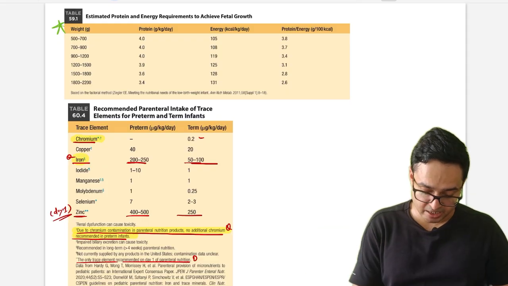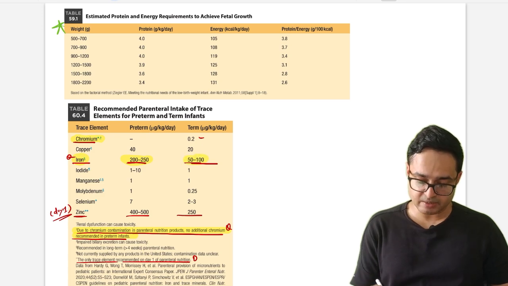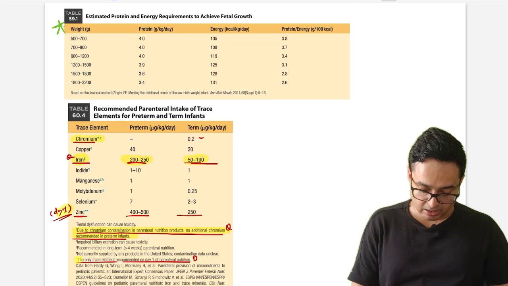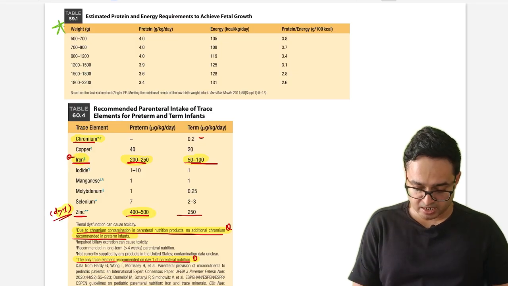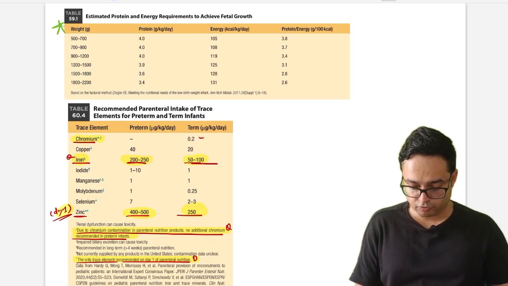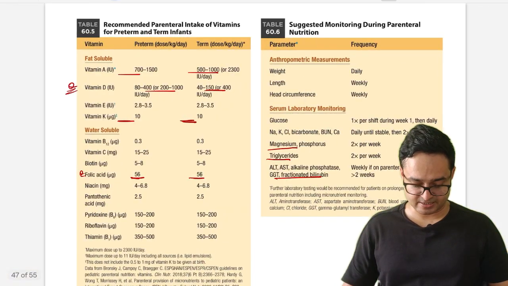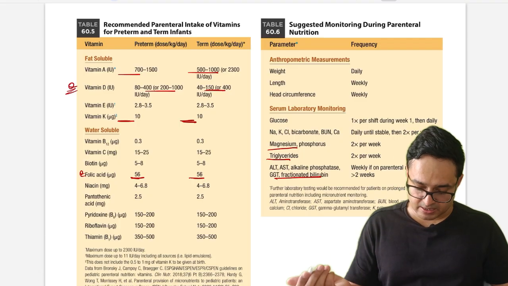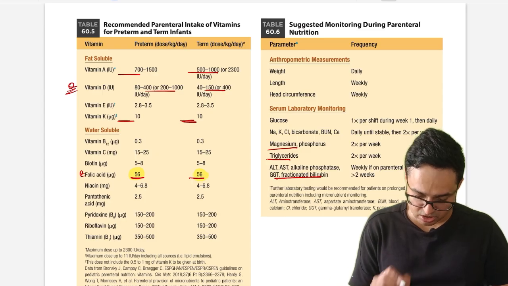Very much important. Iron, you have to remember, 200 to 250 microgram per kg per day is required in preterm, and in term it is 50 to 100 microgram per kg per day. Zinc, the only supplementation which is required on day 1 of parenteral nutrition is zinc. The value is 400 to 500 microgram per kg per day, and in term 250 microgram per kg per day. So you have to remember at least the highlighted points in this discussion. Okay. Similarly, folic acid is 56 microgram per kg per day, and 56 in term also.